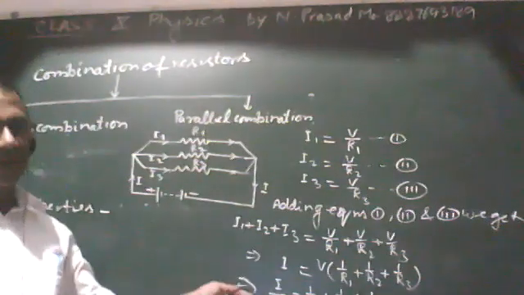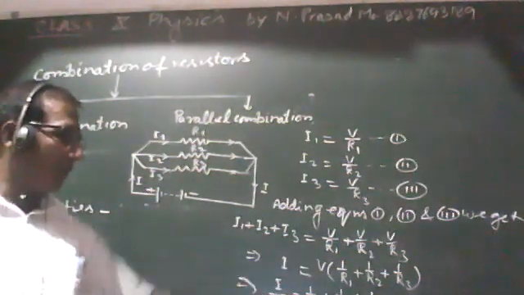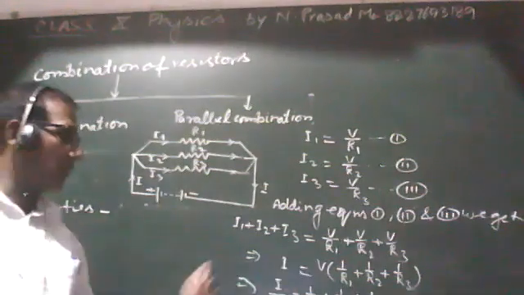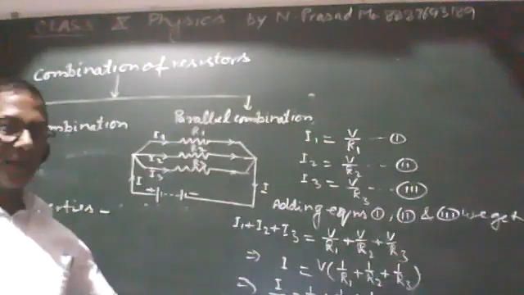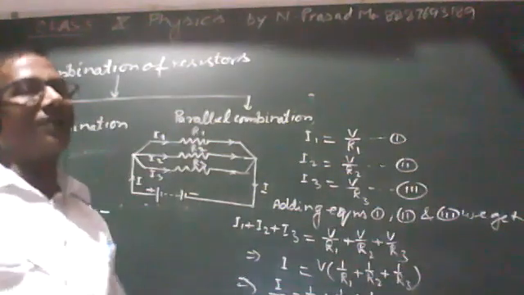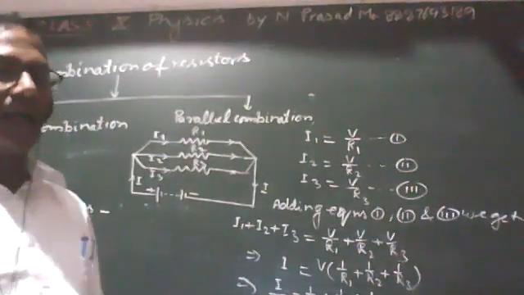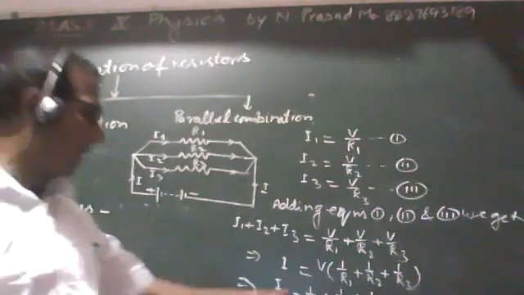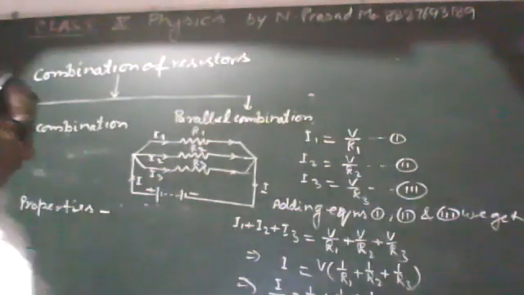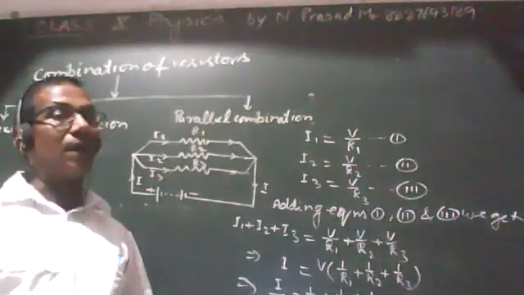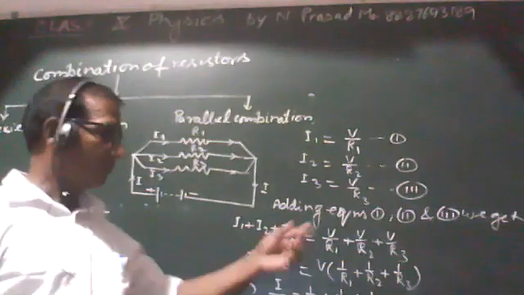The three equations are added. V is common here, taken and transposed to the left side. I upon V is equal to 1 upon R, because V upon I is equal to R. Then I upon V is equal to 1 upon R. 1 upon R is equal to 1 upon R1 plus 1 upon R2 plus 1 upon R3. This is the formula for the equivalent resistance of a parallel combination of resistances.